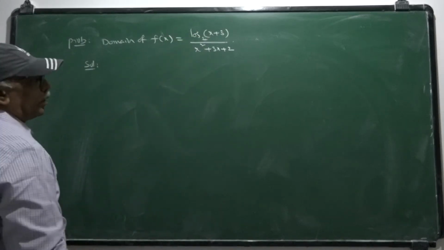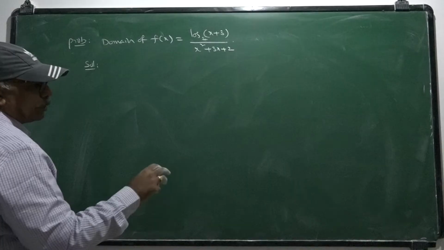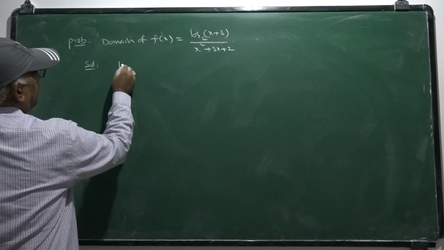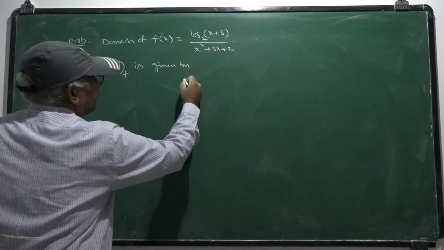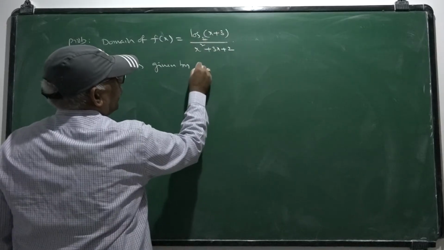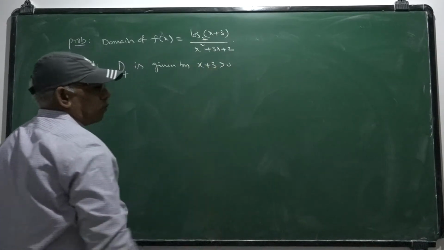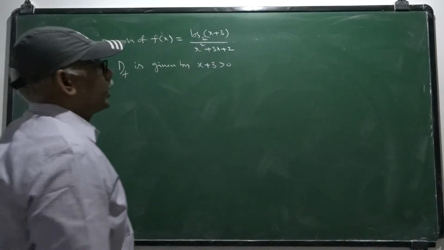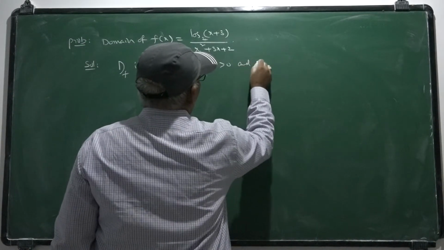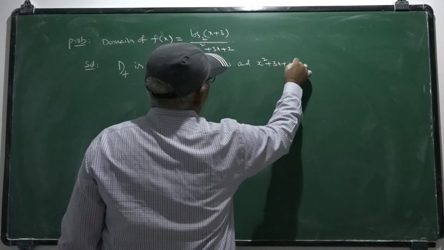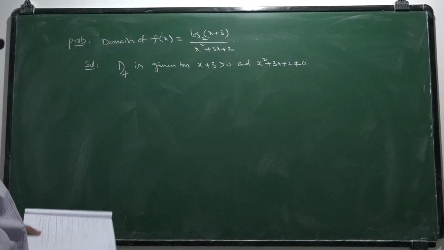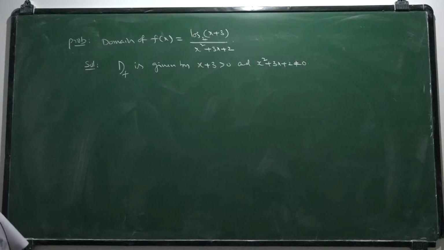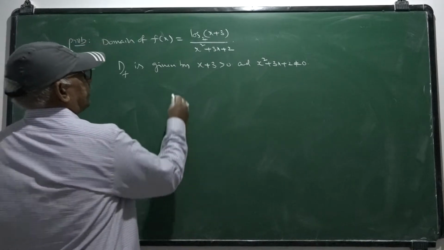The domain of log of x plus 3 to the base 2 should be evaluated initially. So the domain of f is given by: the logarithmic function is defined for positive reals only, hence x plus 3 is greater than 0, and the denominator function is not equal to 0. The domain of f is all real values of x such that x plus 3 is greater than 0 and x square plus 3x plus 2 is not equal to 0.